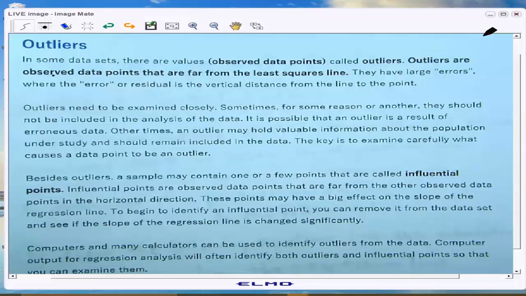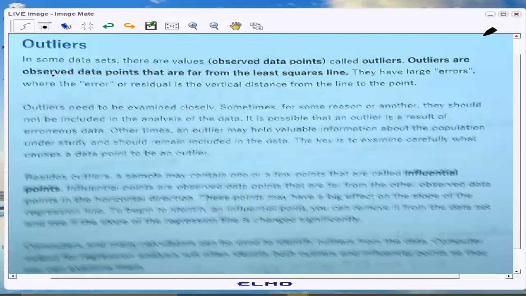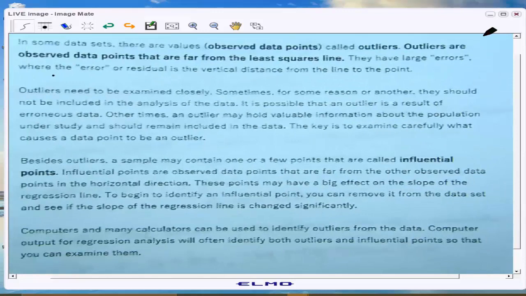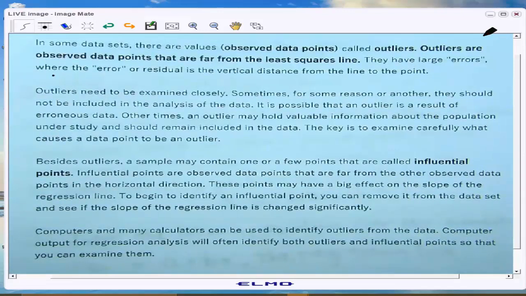Outliers need to be examined closely. Sometimes, for one reason or another, they should not be included in the analysis of the data. It is possible that an outlier is a result of erroneous data. Other times, an outlier may hold valuable information about the population under study and should remain included in the data. The key is to examine carefully what causes a data point to be an outlier, and there should be some discussion amongst the research group about whether or not to keep that outlier in the data set. It's always a good idea to address why you think you might have gotten an outlying data value. But if it's just a mistake, then I would just remove it.